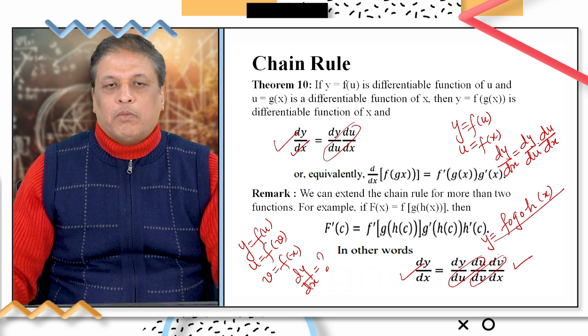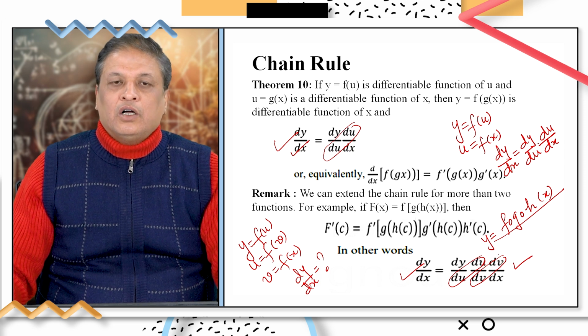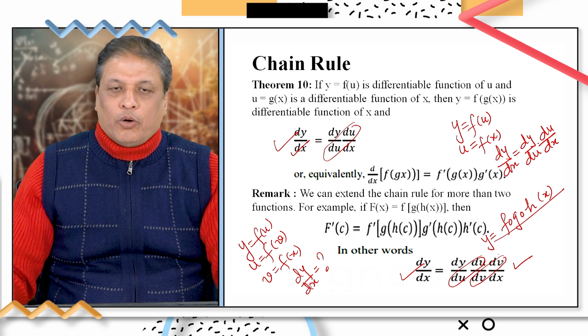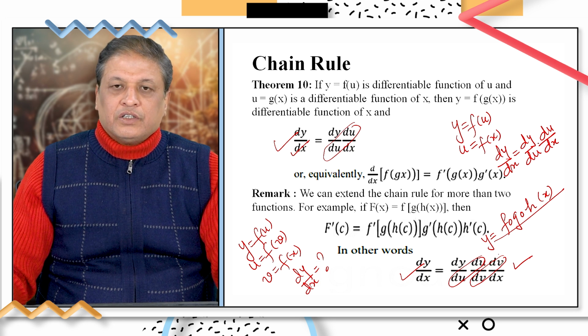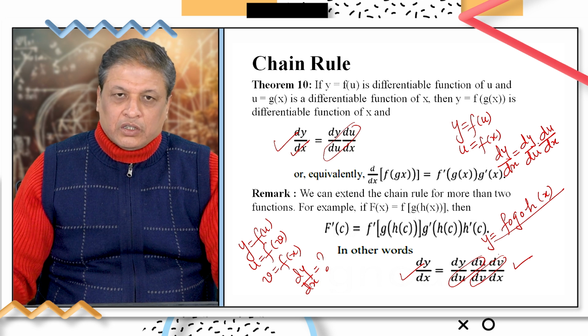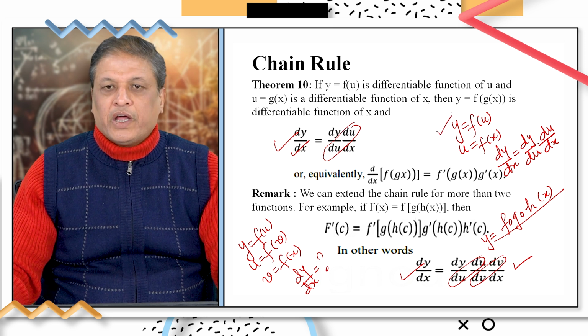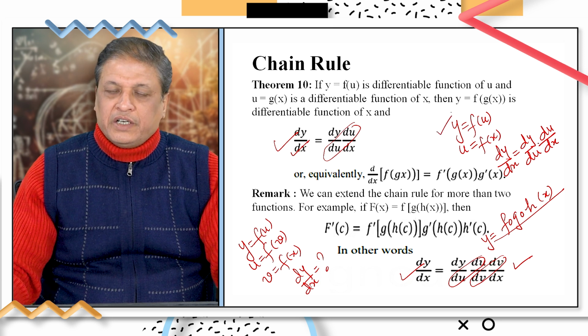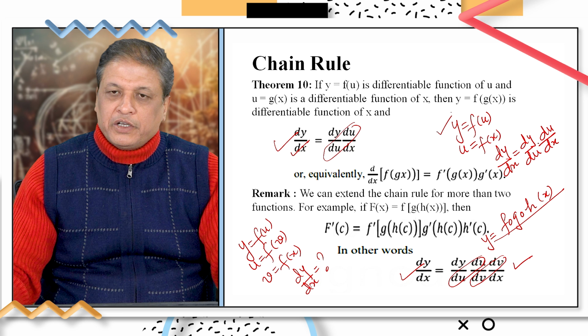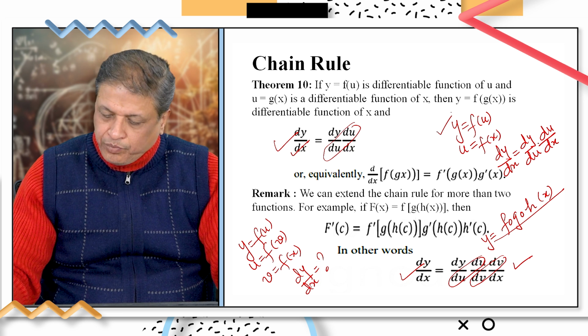The chain rule is about determining the differentiation of composite functions, wherein one function is a function of another variable. Likewise, we had discussed y is a function of u and u is a function of x, then dy by dx is dy by du into du by dx.